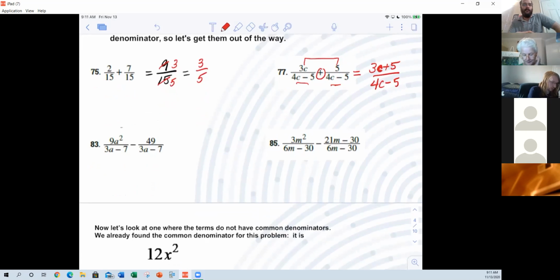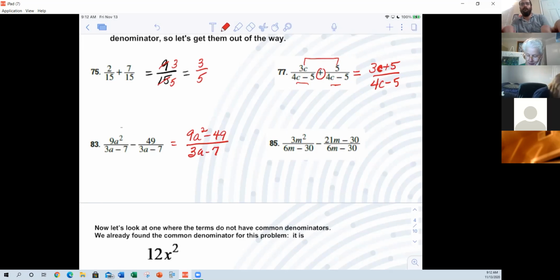Would you just do the same thing? Would you put 9a squared minus 49 on top with the 3a minus 7 on bottom? That's exactly right. You keep the denominator, 3a minus 7, and because it's a subtraction problem, you're going to subtract the numerators. Now, can you see anything that you could do at this point?